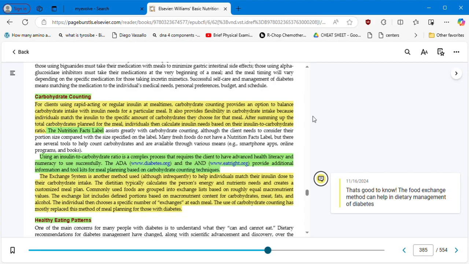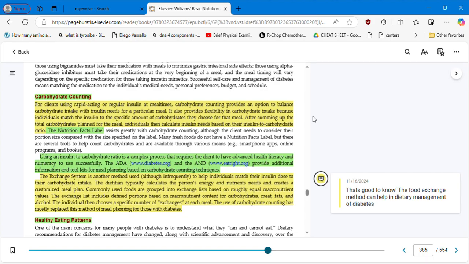So we're going to review carbohydrate counting for clients using rapid-acting or regular insulin at meal times, right? Carb counting provides an option to balance carb intake with insulin needs for a particular meal. It also provides flexibility in carb intake because individuals match the insulin to the specific amount of carbs they choose for that meal. After summing up the total carbs planned for the meal, individuals then calculate insulin needs based on their insulin to carb ratio.